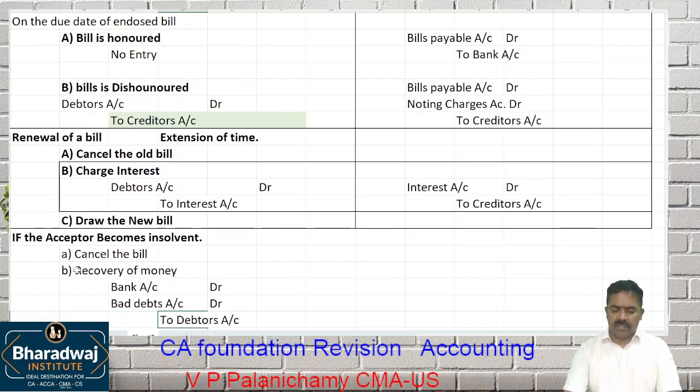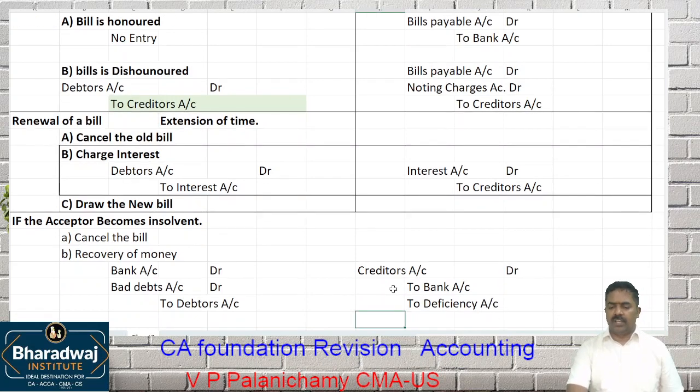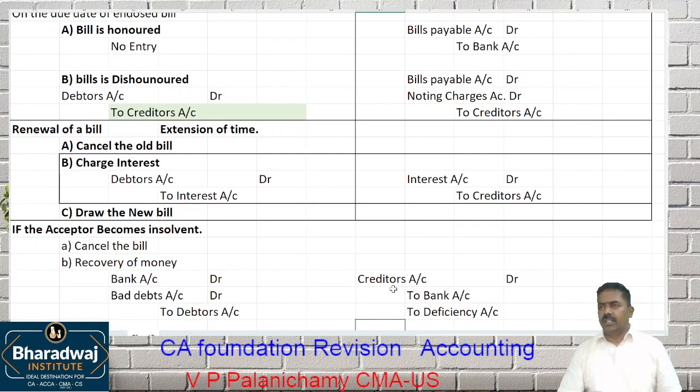Debtors account. The other party, creditors account debtor to bank account, cash or bank account. The unpaid amount will be called as which account? Deficiency account. The unpaid amount is called as deficiency account.